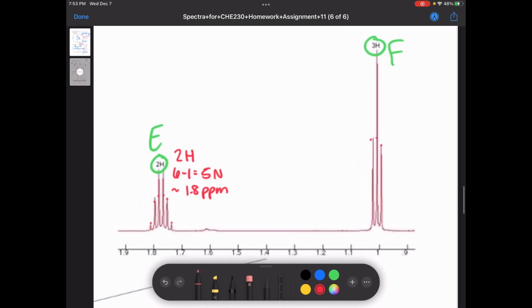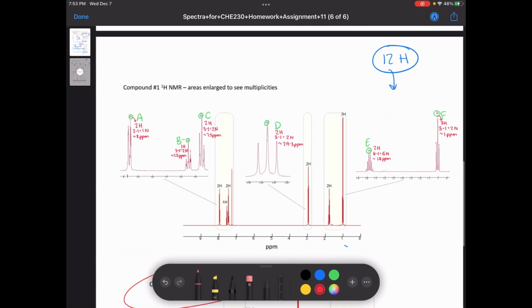1, 2, 3. We got 3 hydrogens. Sorry, that is from that number. I made that very confusing. It's a triplet minus 1. We got 2 neighbors. ppm, roughly 1 ppm. Now we've identified some stuff.